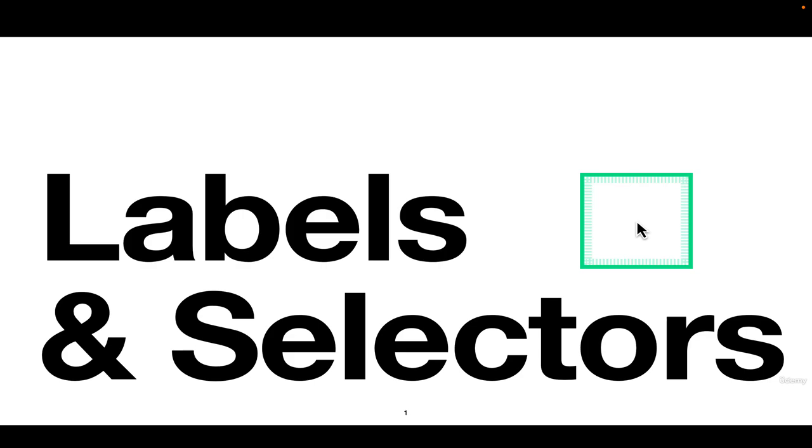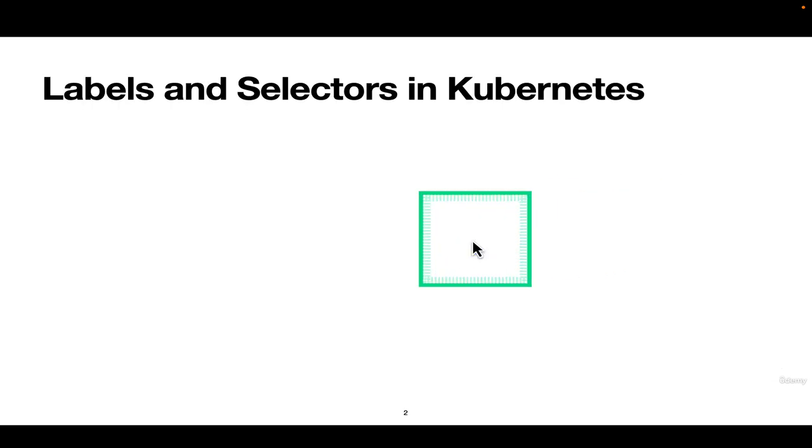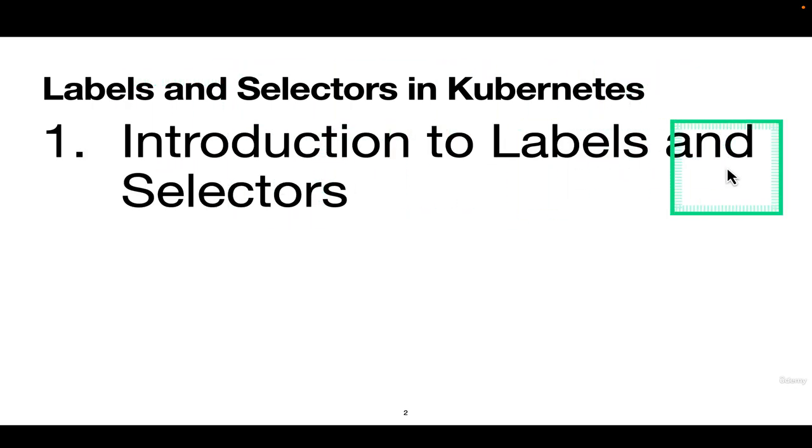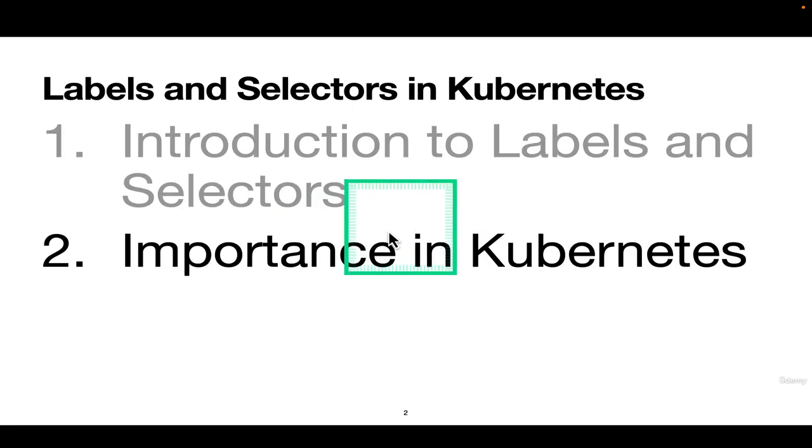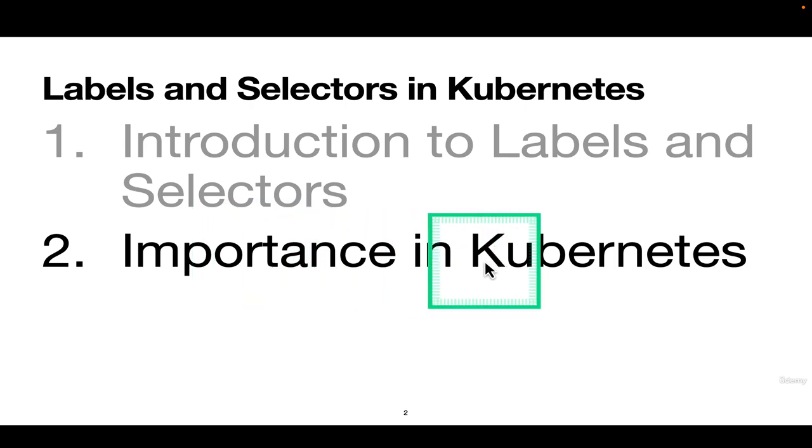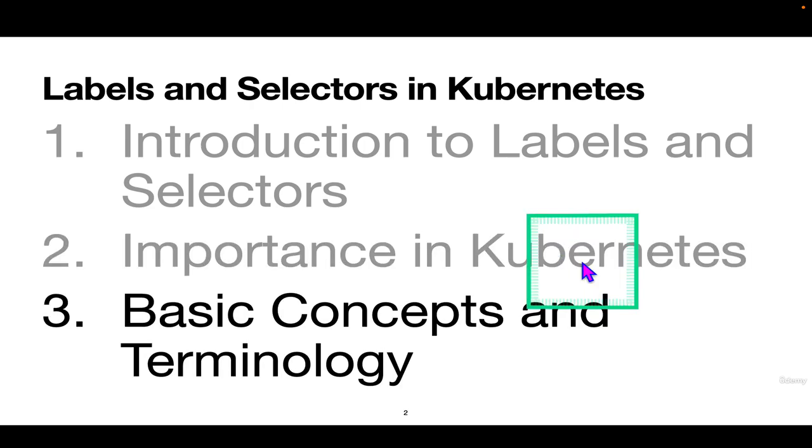Hello everyone, so in this video I will talk about Kubernetes labels and selectors. Introduction to labels and selectors. Labels and selectors are key concepts that enable efficient organization and management of Kubernetes resources. And the importance of labels and selectors in Kubernetes: they play a vital role in the deployment, scaling and monitoring of applications in a Kubernetes cluster.